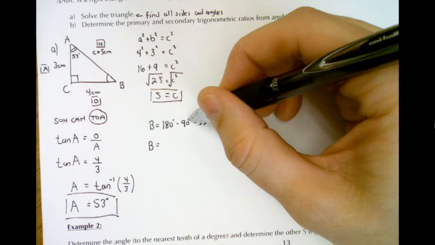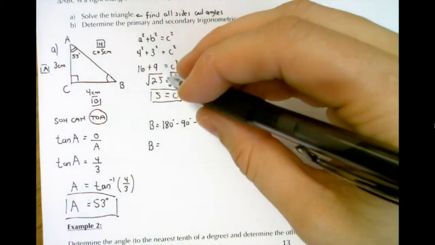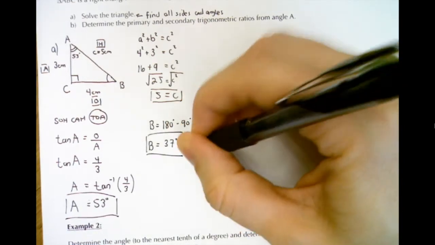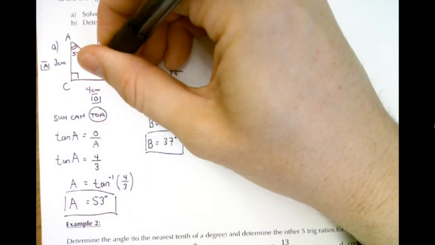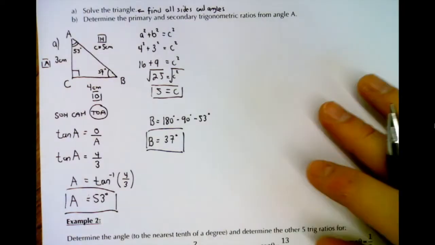180 minus 90 is 90, so really these two will have to add to 90. And if we subtract 53, we get 37 degrees. B is 37 degrees. If I add that to my triangle, the triangle is now solved. We know all the angles and all the sides.